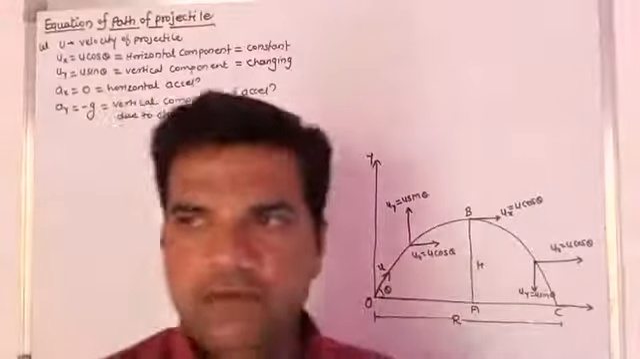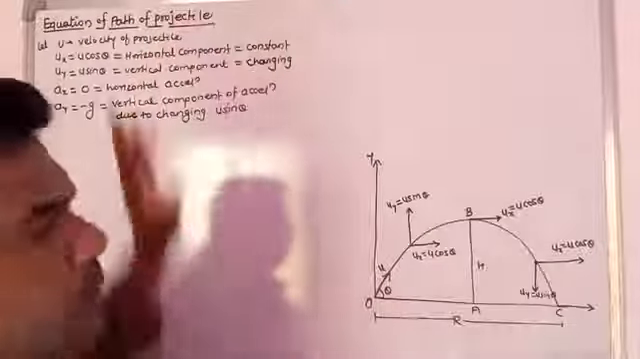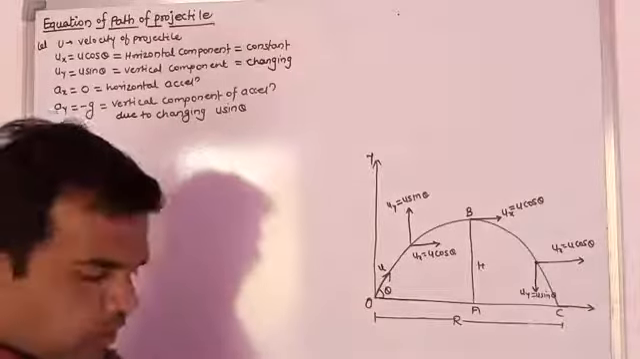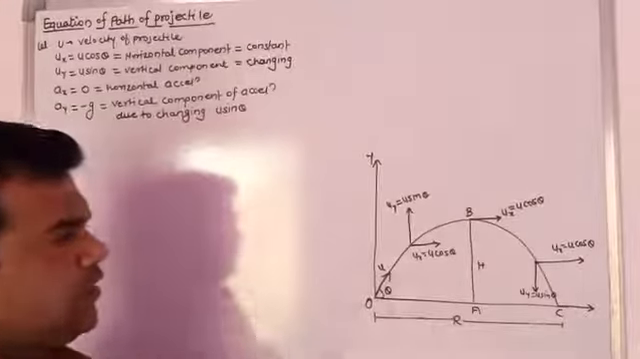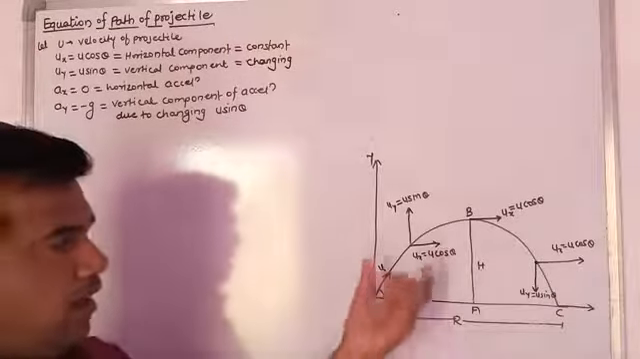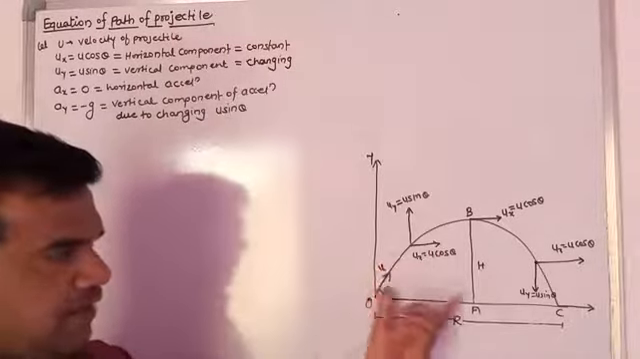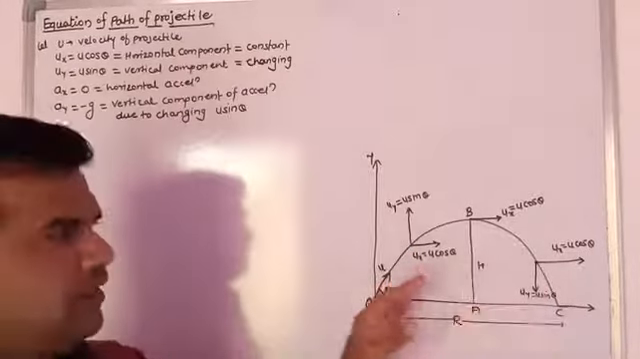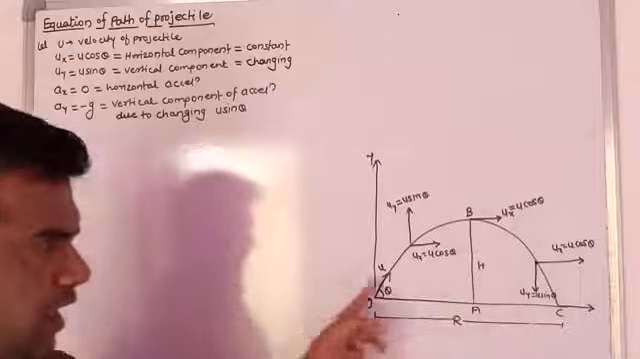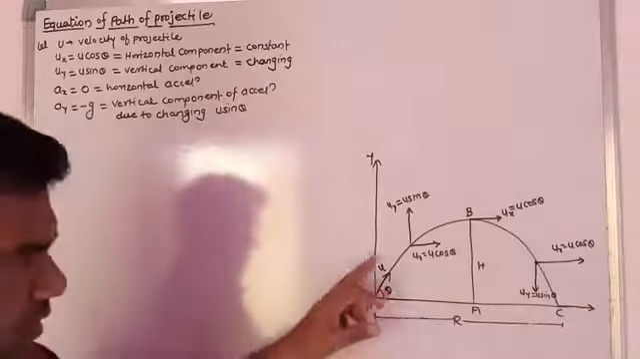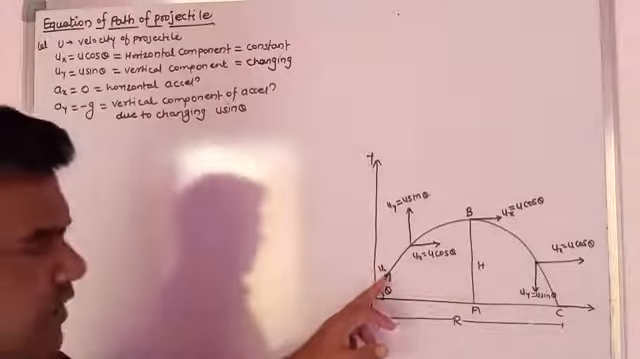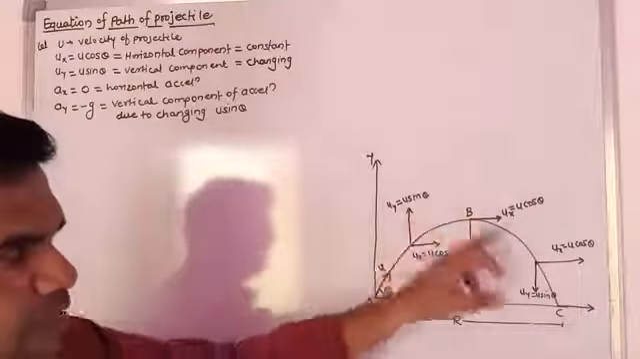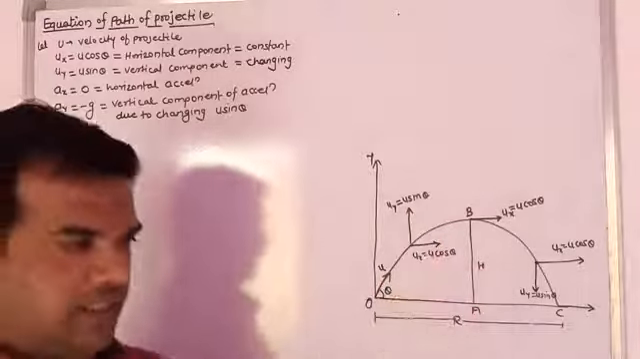Here we have to derive the equation of path of projectile. So consider an object or projectile thrown in air with initial velocity u, making an angle theta with the horizontal and moving under the action of gravity. This is called projectile. Here theta is the angle of projectile, u, that is initial velocity, is the velocity of projectile, and this trajectory or this path followed by the projectile is called trajectory.